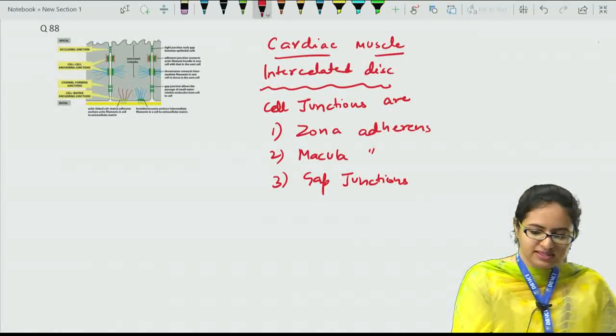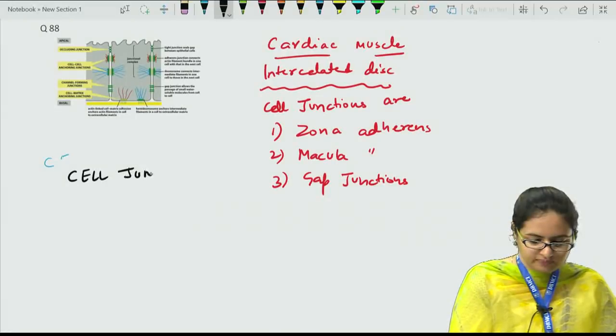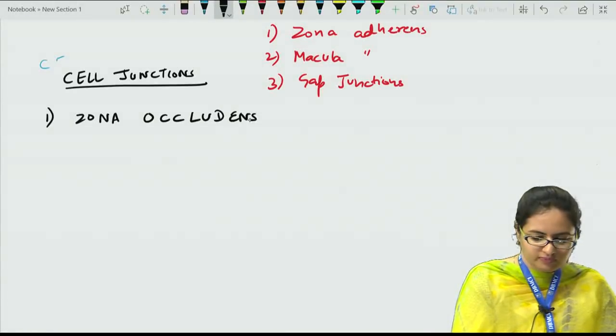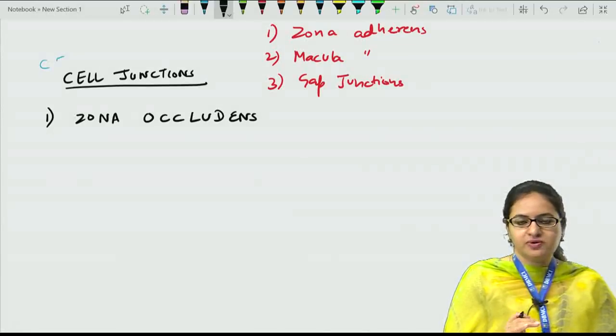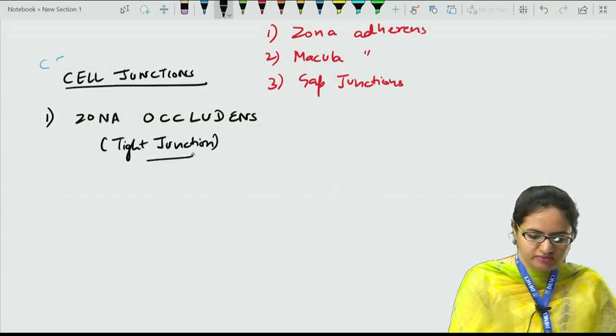When we talk about the cell junctions which are present between the cells, there are 5 types of cell junctions. The first one is zona occludens, which is present towards the apical parts of the cells, and it is also known as tight junction.